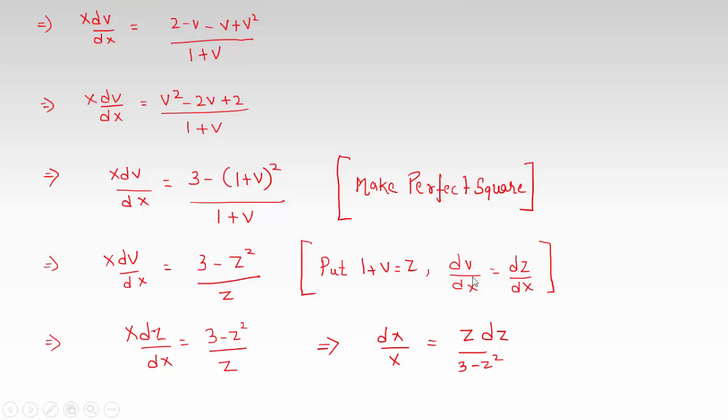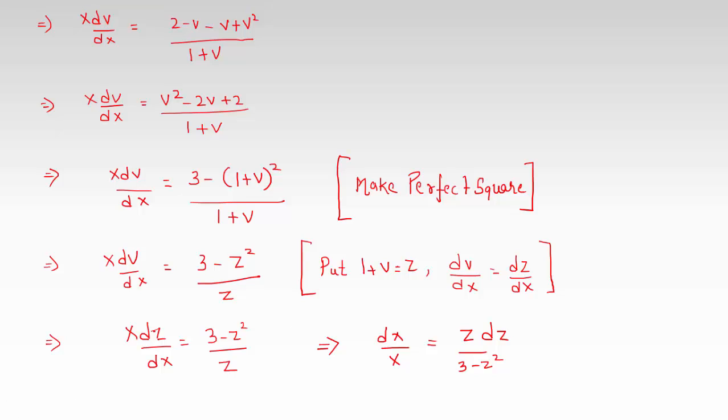So there is no problem in substituting dv by dx equals dz by dx, as well as 1 plus v equals z. We just did it to make the integration simpler so that we can solve it easily. Now we get this equation: x dz by dx is equal to (3 minus z square) upon z. Now we have to take care of this.